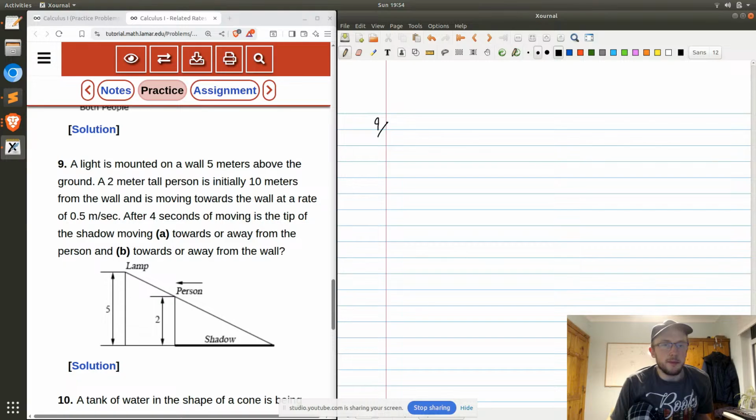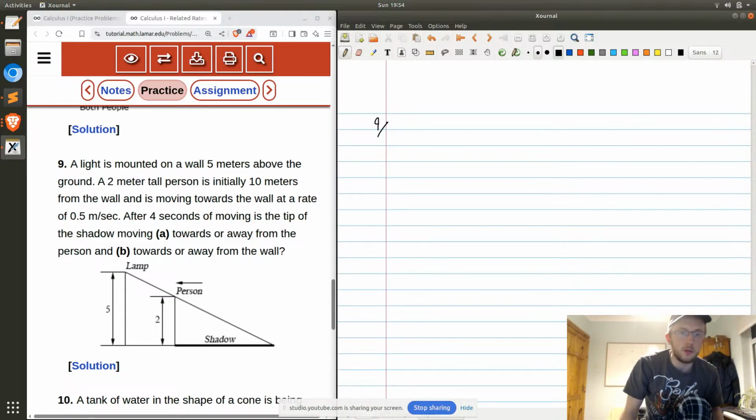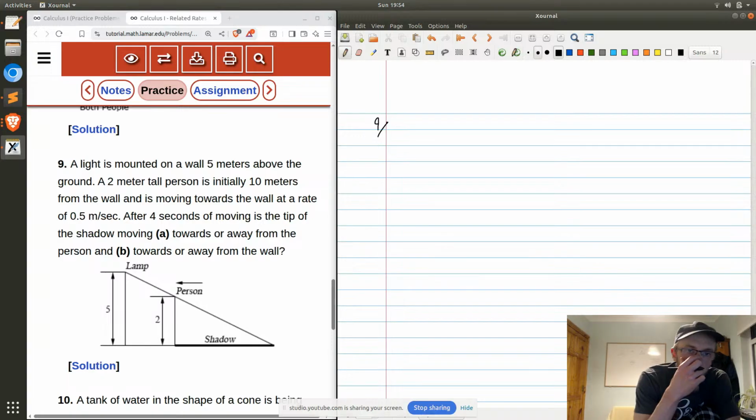A light is mounted on a wall 5 meters above the ground. A 2 meter tall person is initially 10 meters from the wall and is moving towards the wall at a rate of 0.5 meters per second. At 4 seconds of moving, is the tip of the shadow moving towards or away from the person and towards or away from the wall?